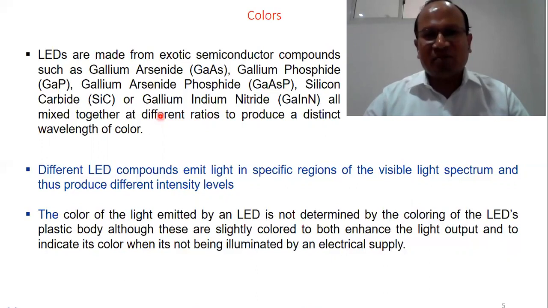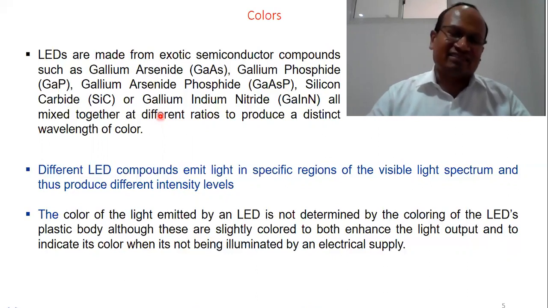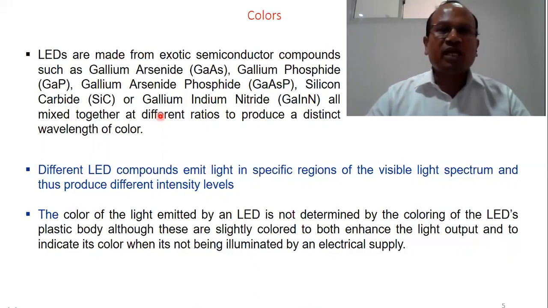And if wavelength is changing, the distinct wavelength will produce distinct color. And that distinction comes from the proper combinations, proper proportions, proper ratios of these materials in all compound materials. There is one interesting thing here.